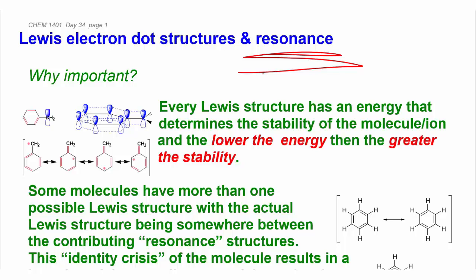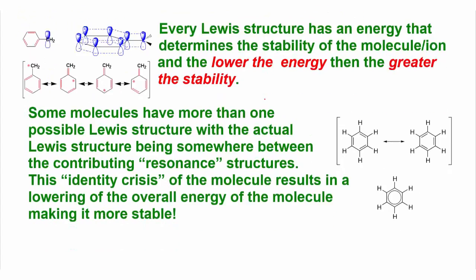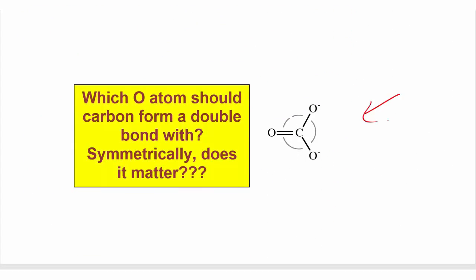So that really helps lower the energy and makes the structure much more stable, making it a better predictor of just what that molecule can and cannot do, both chemically and physically. This is a good example. Which oxygen atom should carbon form a double bond with? Symmetrically, it really doesn't matter. It could form a double bond here, here, or here. Wherever you move that double bond to, it works.